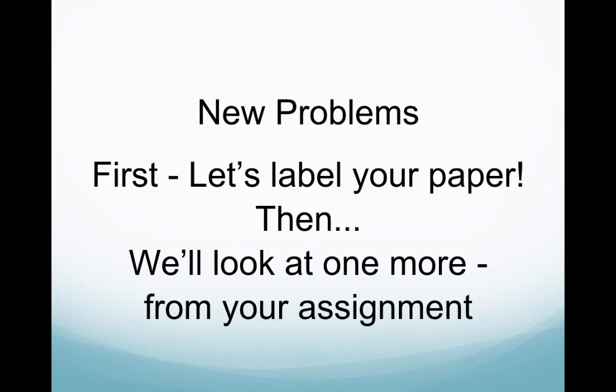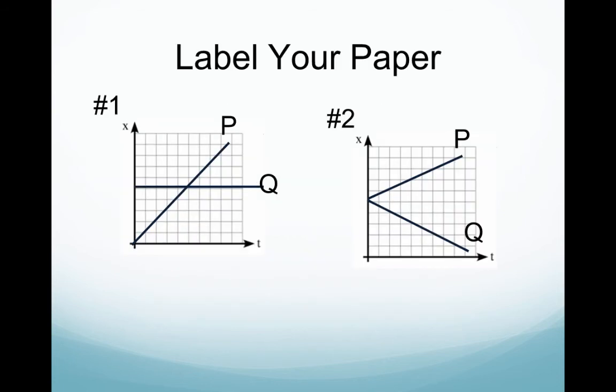All right, so you're not going to do just those 11 problems. Let's look at some new problems. First of all, we're going to hand out 1.3a, comparing objects, and you need to label your paper, okay? Because your paper is going to look at Peter and Quentin. Then we'll look at one more example from your assignment.